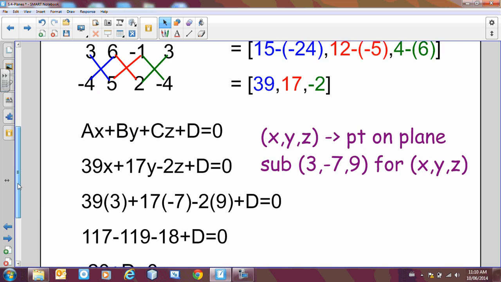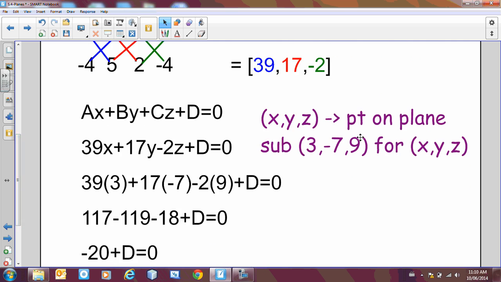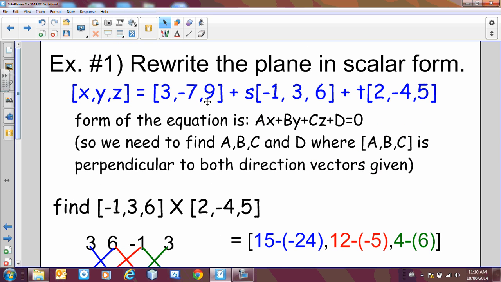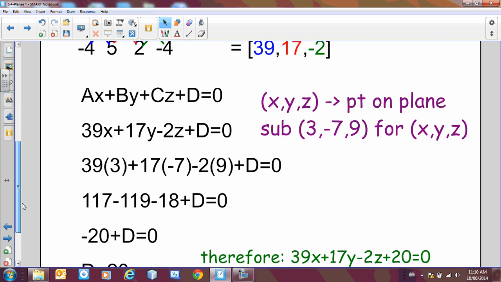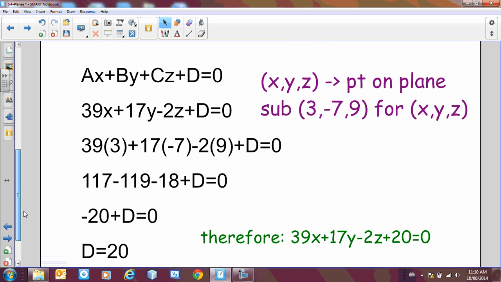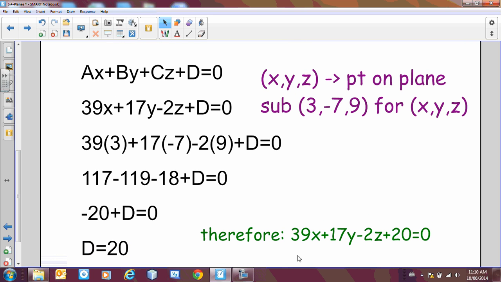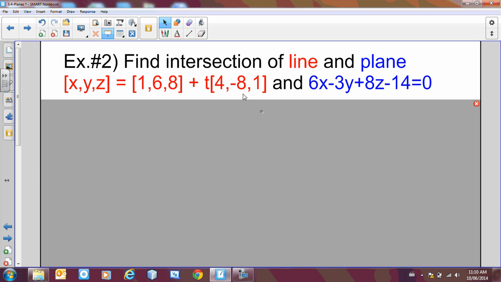And then, as we said, X, Y, and Z represent a point on the plane. So we plug in the values that were the point vector, the point from the end of the point vector in the original equation. And solving that, we get the value 20. Therefore, that is our scalar equation from the given vector equation.